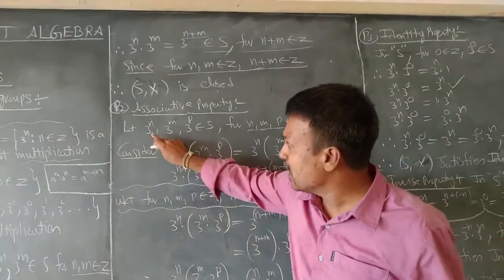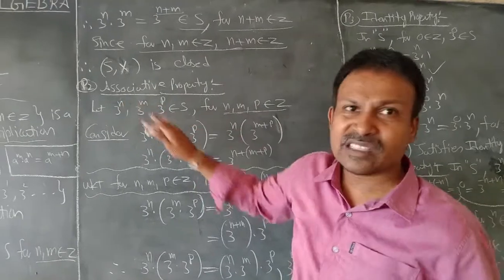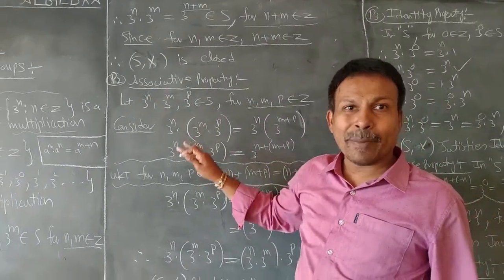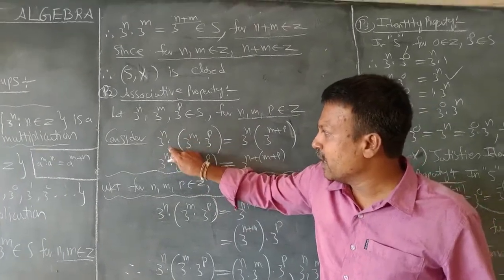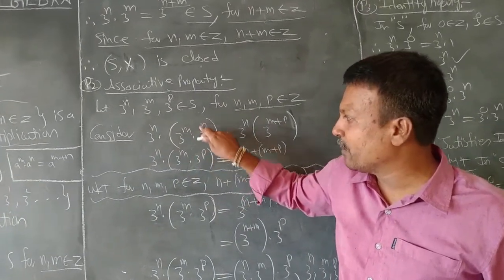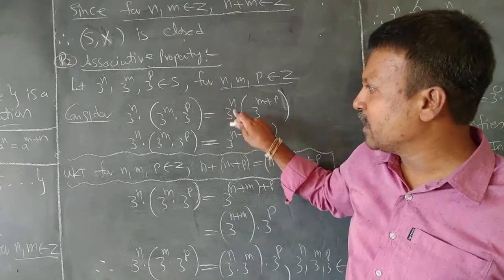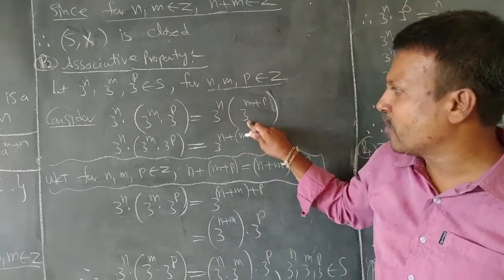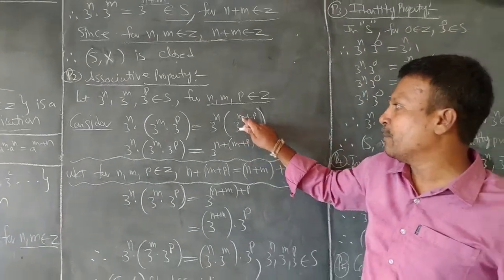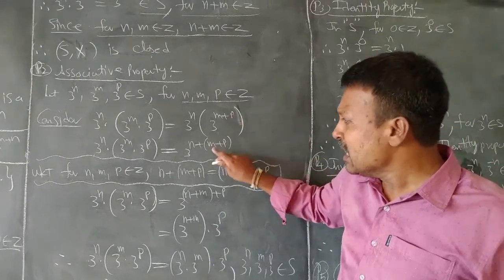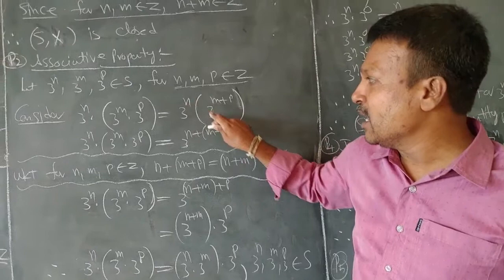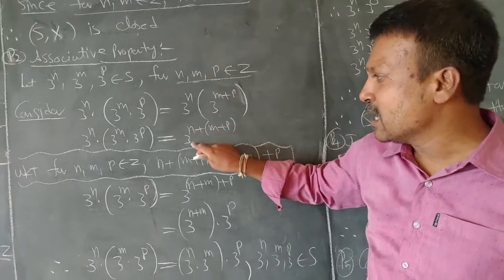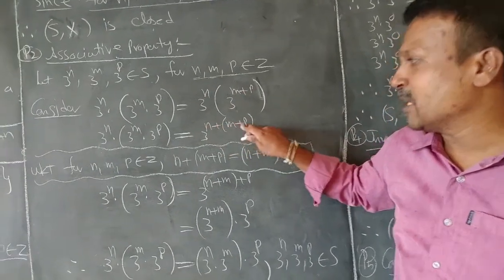I have substituted these three elements in the left hand side of the associative property, right? 3 power n into 3 power m into 3 power p. It can be written as 3 power n into, here the law of exponents is applied, 3 power n plus p, right? Here, if we observe carefully, 3 power n into 3 power n plus p can be written as 3 power n plus of m plus p.